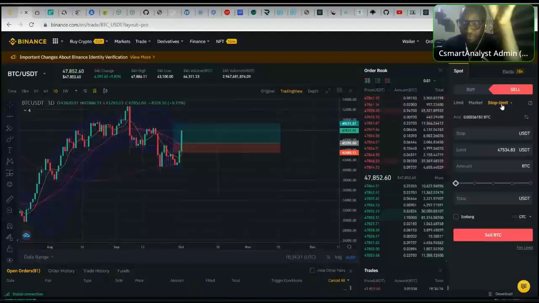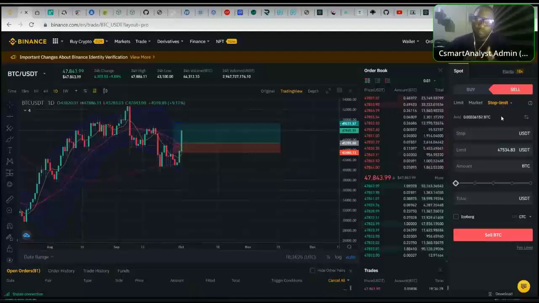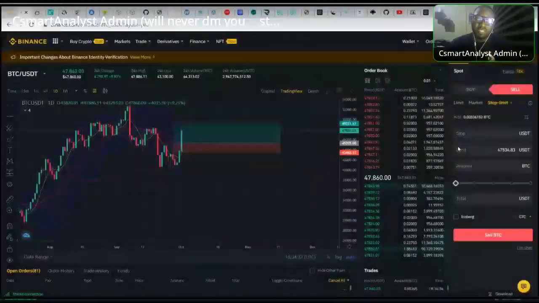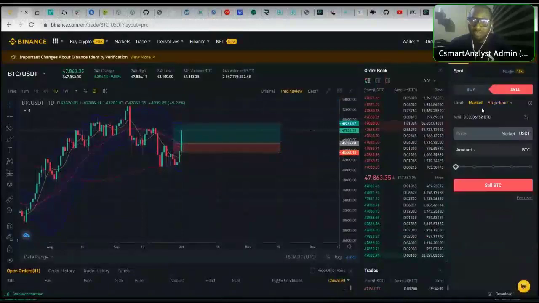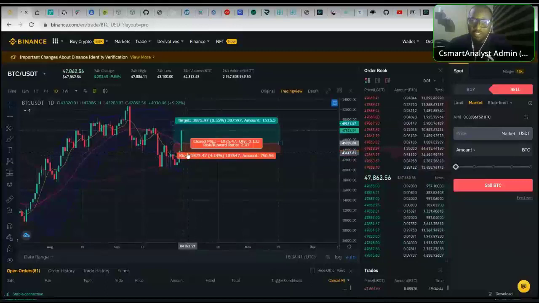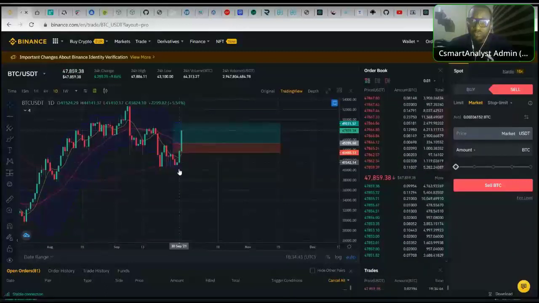Let me put it like this: when you're already in profit, I use OCO to trade my profit. But you can also use stop limit to trade your profit. But when you're not in profit, then it's best for you to use the limit. Or you can even use a market order, market stop. That is, you're saying if the price drops to around 43,480 or market, you enter the market price actually.